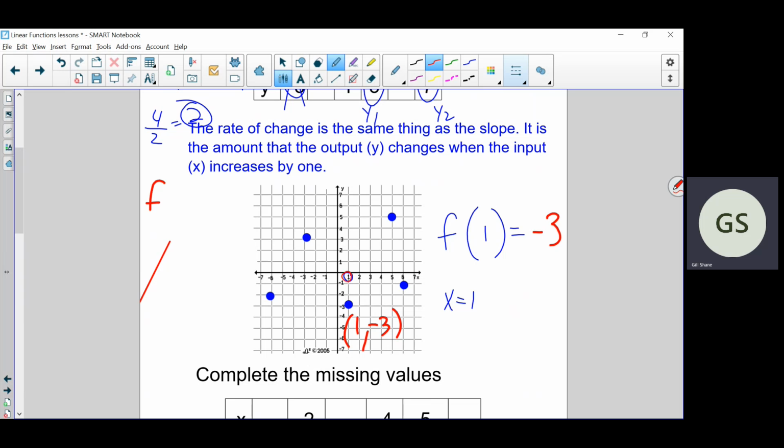What about this? I want you on your whiteboards to tell me what that is. Don't say it out loud.